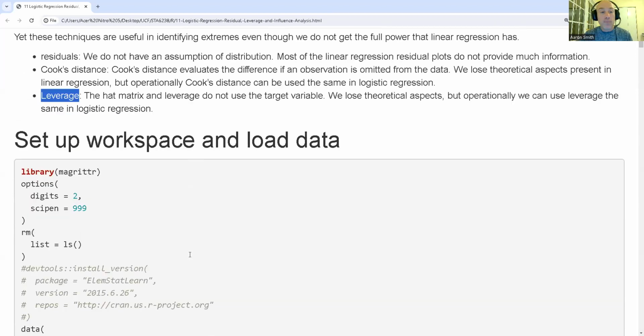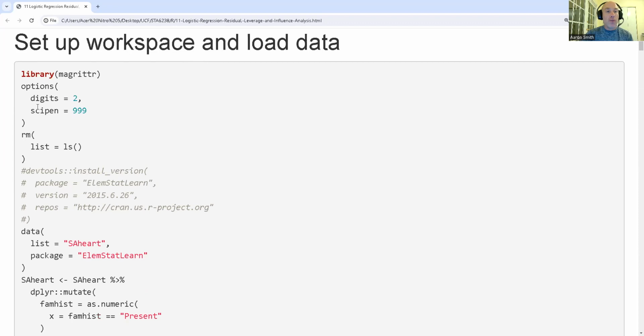All right, so let's go ahead and set up our workspace. I always like to do piping for the tidyverse, reducing the number of digits, avoiding scientific notation, and making sure my workspace is clear.